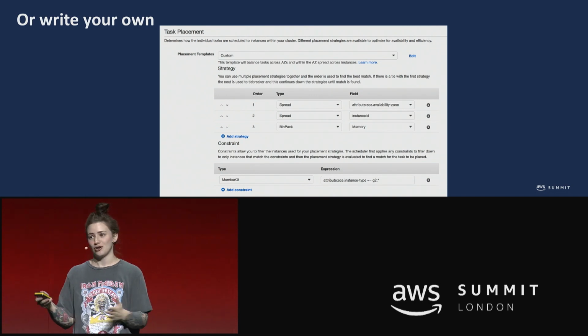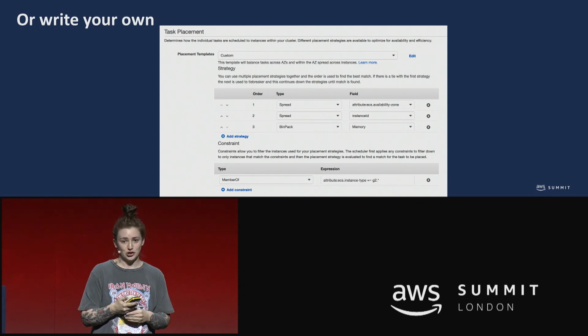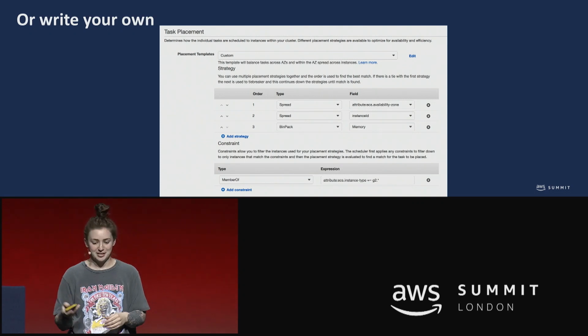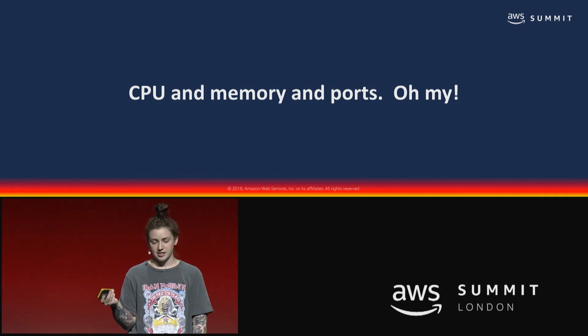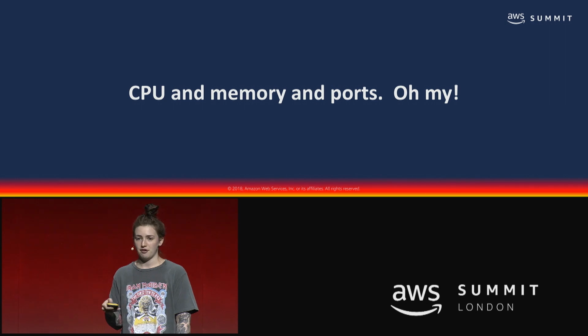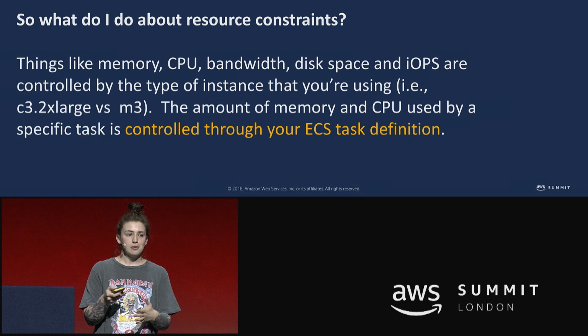So you can add as many constraints as you want, but eventually, if you add a lot of constraints, you will constrain yourself right out of being able to place any tasks. So let's talk about resource usage, which I think is everyone's second favorite topic, and your third favorite, I think, is networking, which, good news, we'll also talk about. So what do you do about resource constraints?